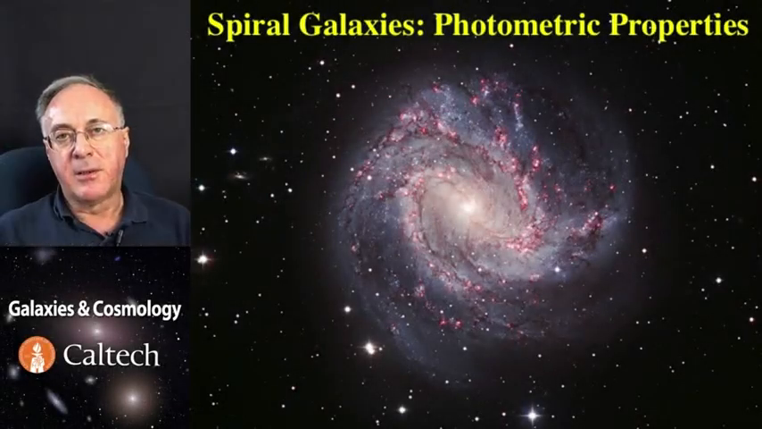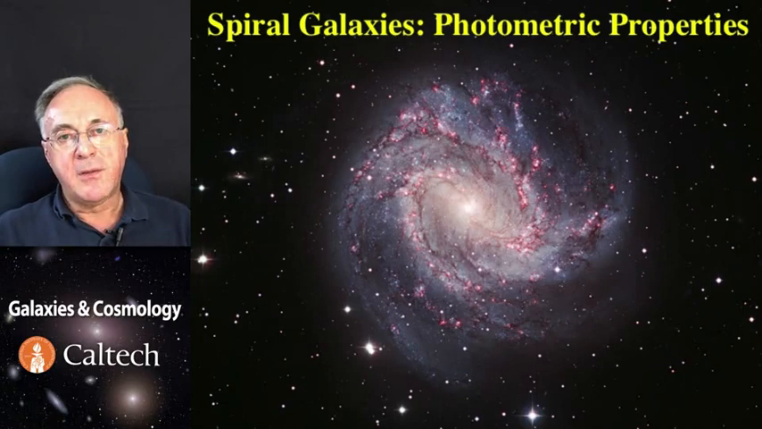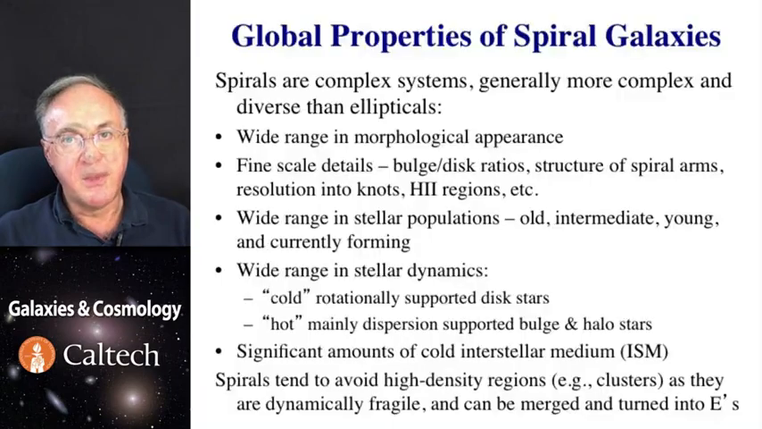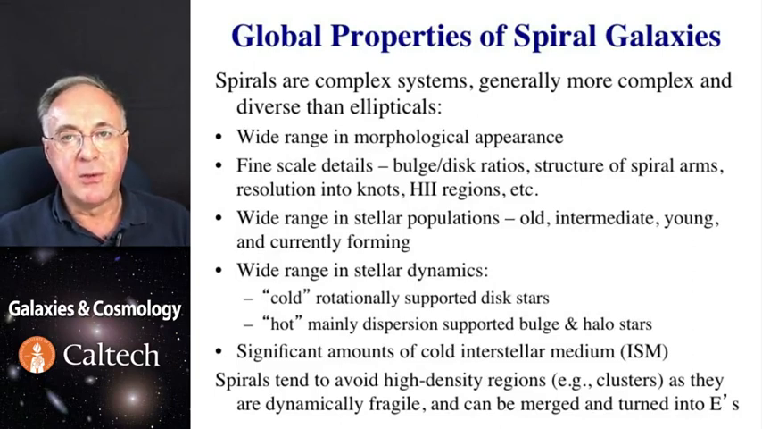Let us now take a look at the structural or photometric properties of spiral galaxies. First, about spiral galaxies in general. They do have a lot of diversity in their structure and components. First of all, there is the degree in which their spiral arms are prominent, which was, of course, the basis of Hubble classification, as well as the ratio bulge to disk.